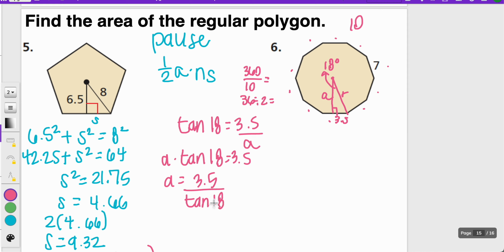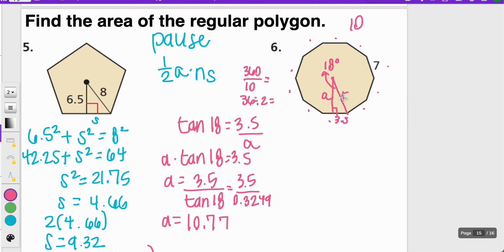Okay, that is going to give me about 3.5 over 0.3249, which A then would now be equal to 10.77.